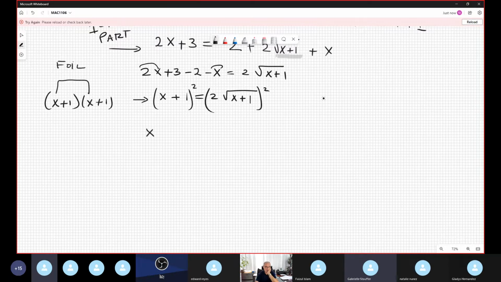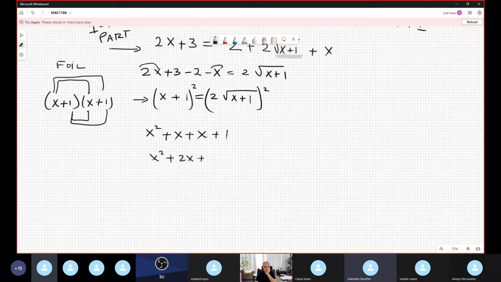Is x squared plus x plus another x plus 1. Remember the shortcut: square the first, plus twice the multiplication of both, equals both x and 1, plus 1 squared.